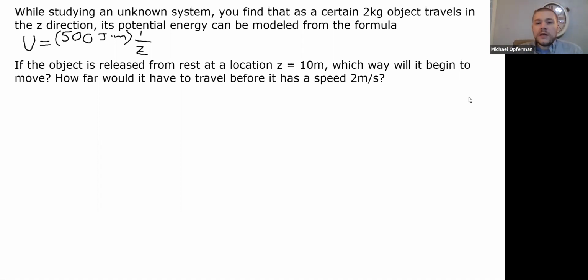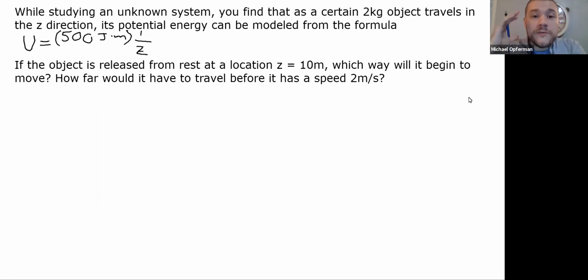And let's say that I release the object from rest at z equals 10 meters. Question number 1, which way is it going to move? Does it fall in the plus z direction, or does it fall in the minus z direction? How can I figure that out from the potential energy? And then question number 2, how far would it have to go from z equals 10 meters before it had a speed of 2 meters per second in whichever direction it's going? All right, so first of all, which way is it going to go?